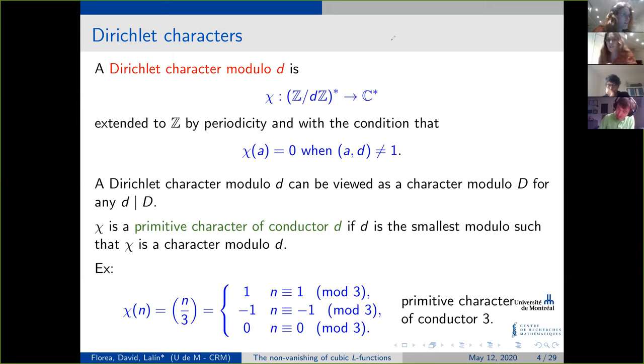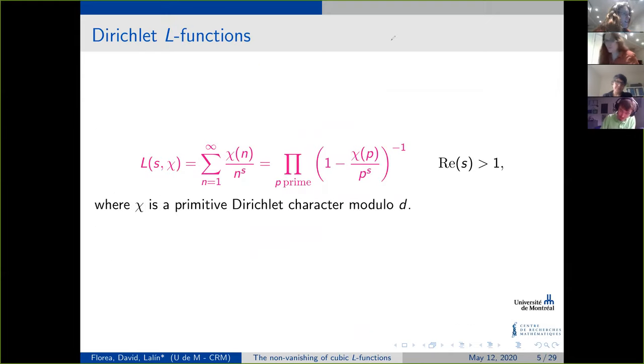And you can also think of this in terms of a Legendre symbol. So you can think of this in different ways. So this is an example. This is a primitive character of conductor three, and it's quadratic. Any questions? Okay, continue.